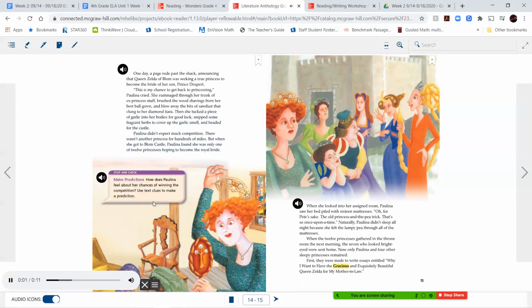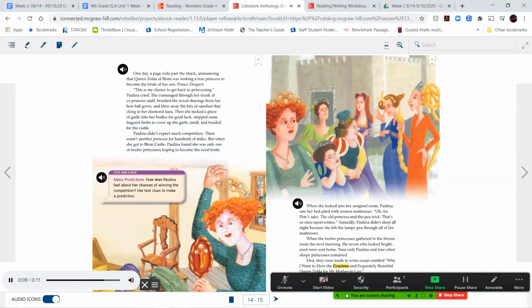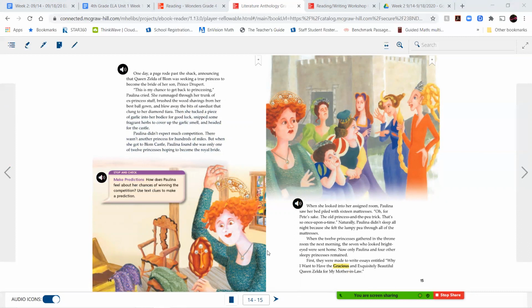Stop and check. Make predictions. How does Paulina feel about her chances of winning the competition? Use text clues to make a prediction. So when you come to these questions, you can stop and think about the story that you're reading. So when we're making a prediction, what we're doing is we're guessing what we think is going to happen next based on what we read in the story so far. So we're going to use text clues or text evidence, which is basically what clues the author gave us in the writing and in the pictures to help us decide on our answer.